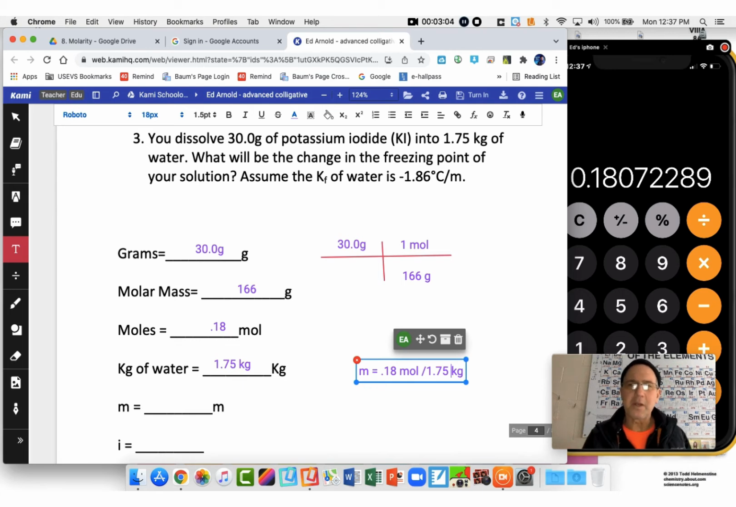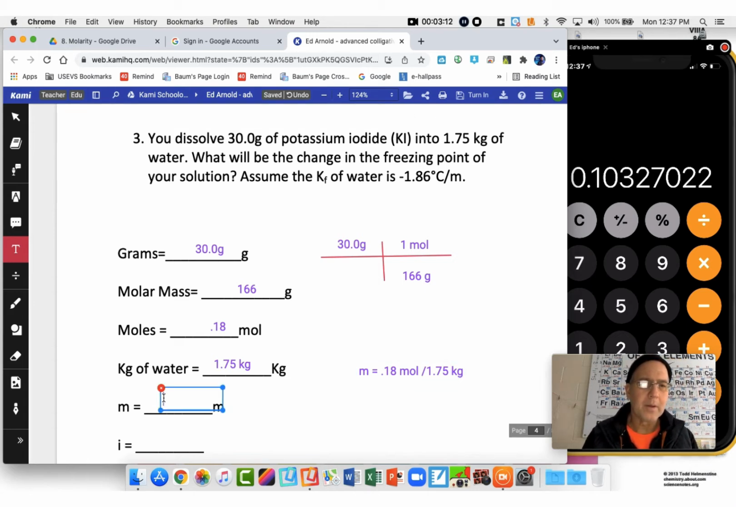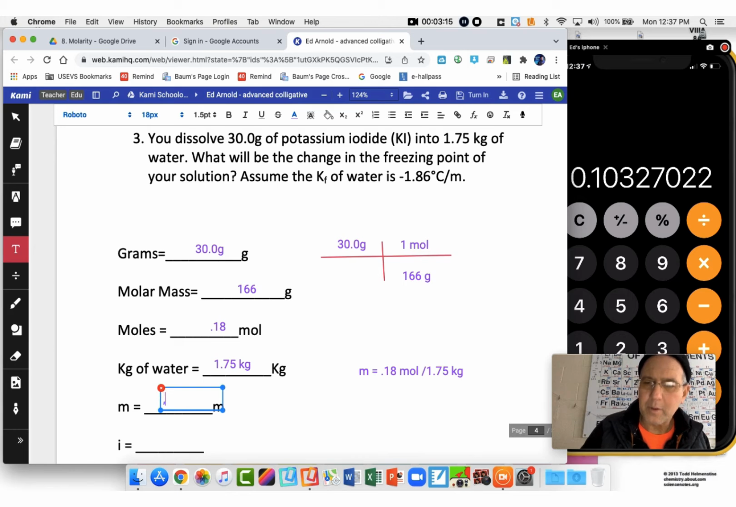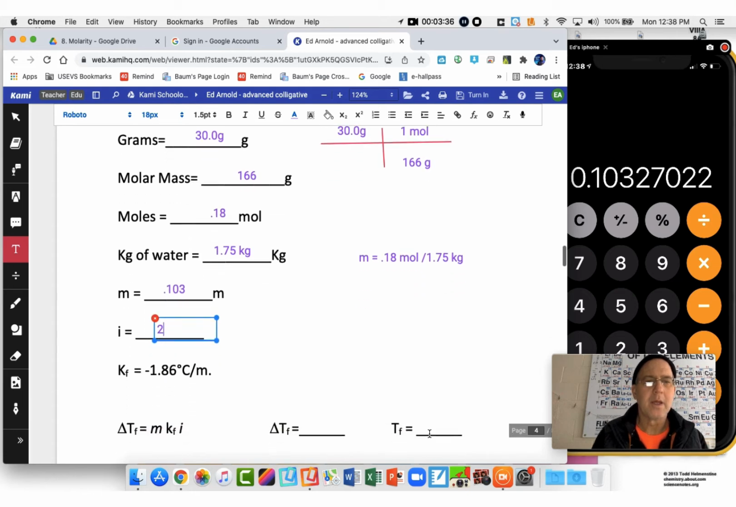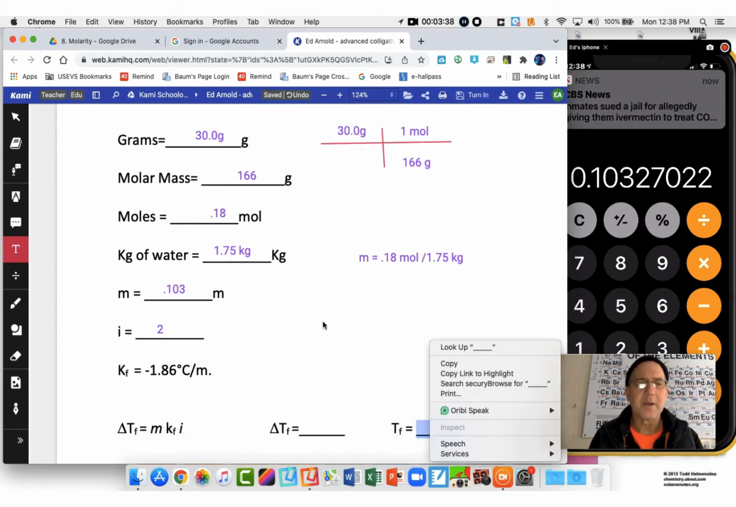So we have moles in the calculator already, so I'm just going to divide by 1.75, and that's going to equal 1.03. And that's our molality. Number of ions. Look at that formula, KI, one of each. That makes 2 ions. Our Kf is already given. So now we have to put these into the equation.